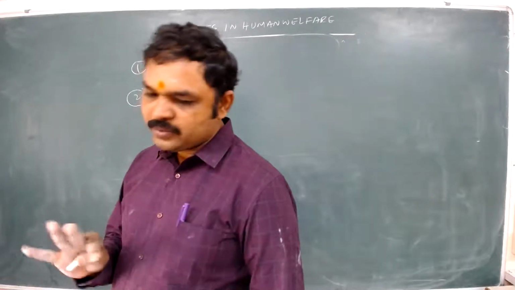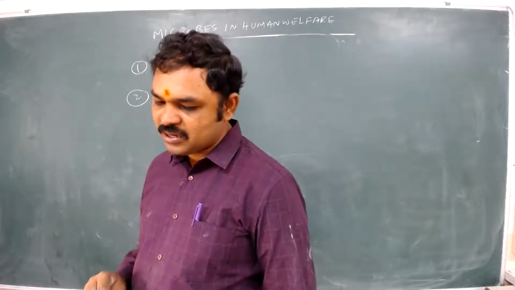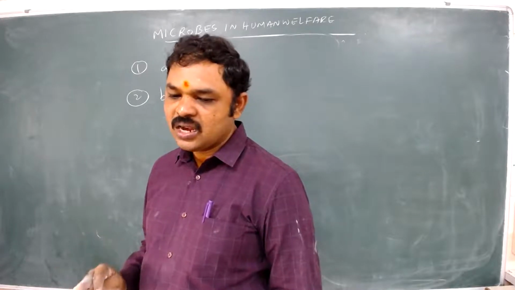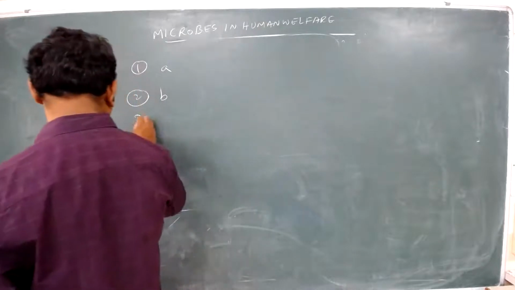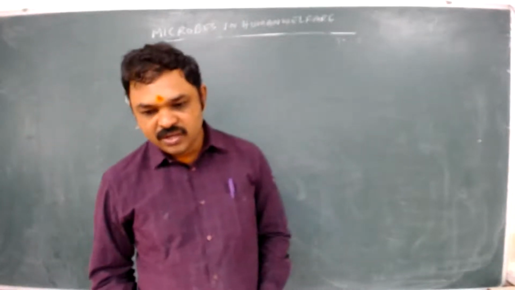Four options are given. We need the correct option. Saccharomyces cerevisiae produces alcohol; this yeast is used in alcohol production. So the third one, C, is the correct answer. And next one you see.